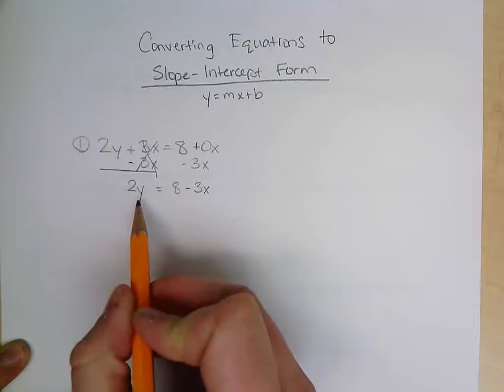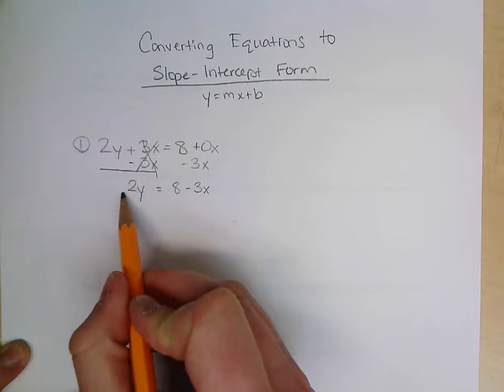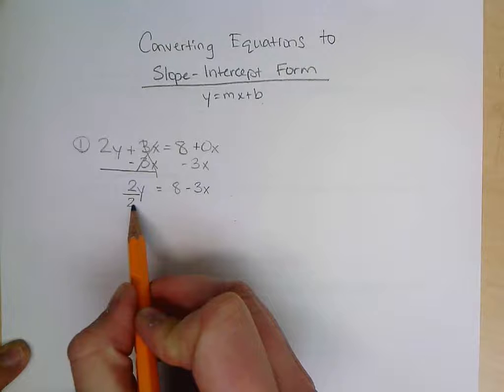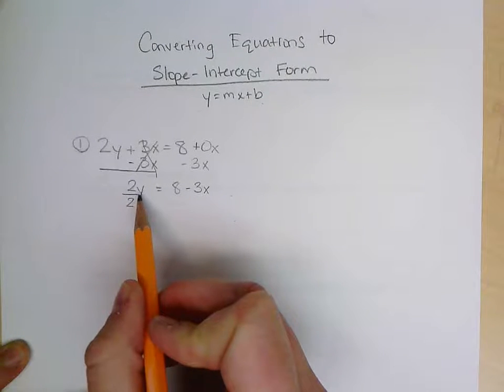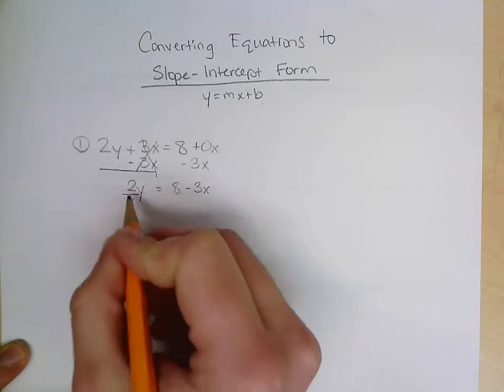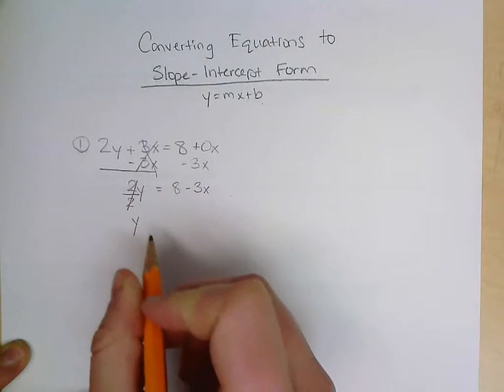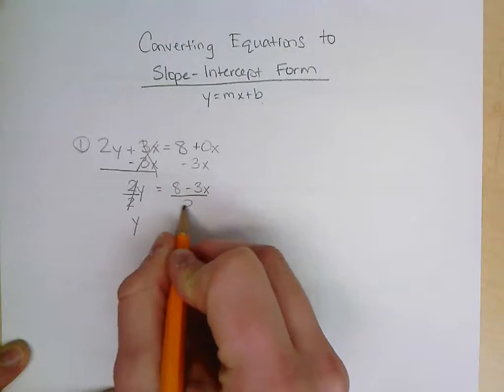From here we need to undo the multiplication and division, and so we have a 2y, so we're going to divide by 2 to undo that. 2 divided by 2 is 1, and 1 times anything is always the other number, so that leaves us with just a y on the left side, and on our right side we're going to divide by 2.